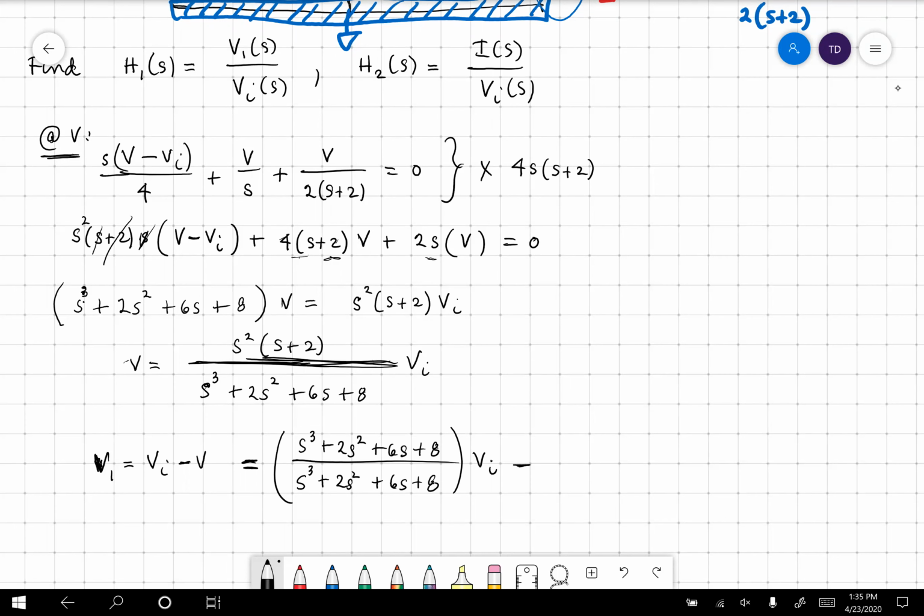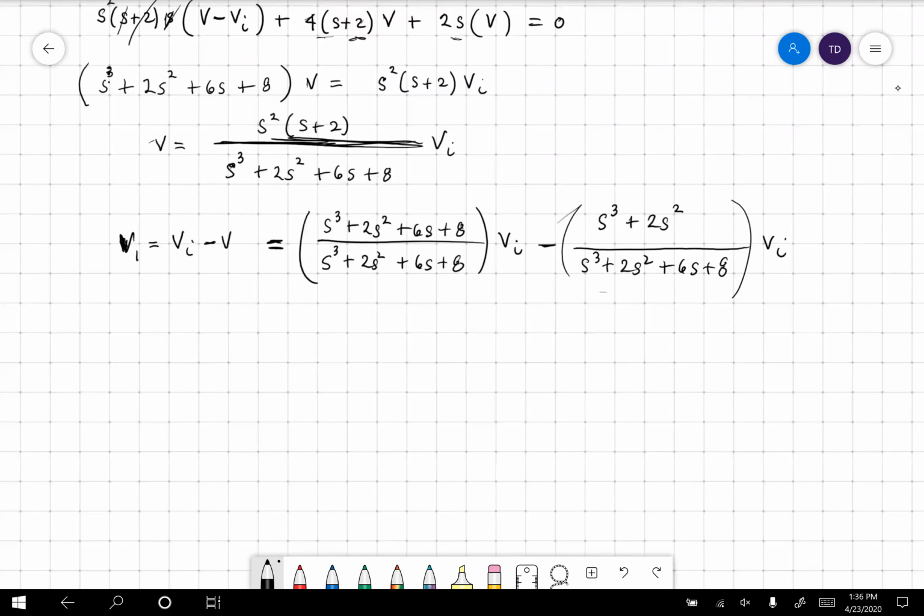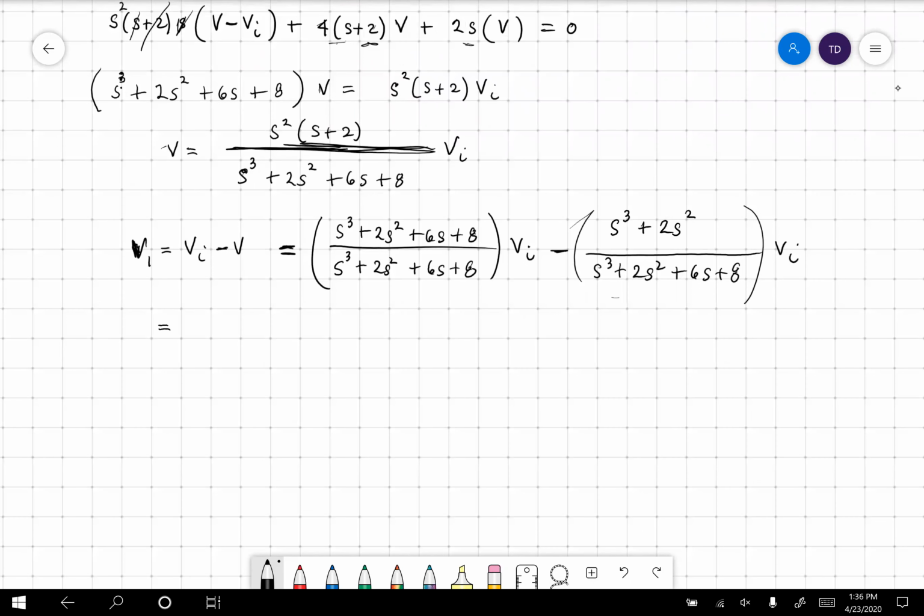and now I can see I want to expand this, so I'm going to expand the numerator. S cubed plus 2S squared, S cubed plus 2S squared plus 6S plus 8, all of that times VI. So VI is a common factor, so we can clearly factor that out since it's a common factor. So that equals, denominator stays the same.